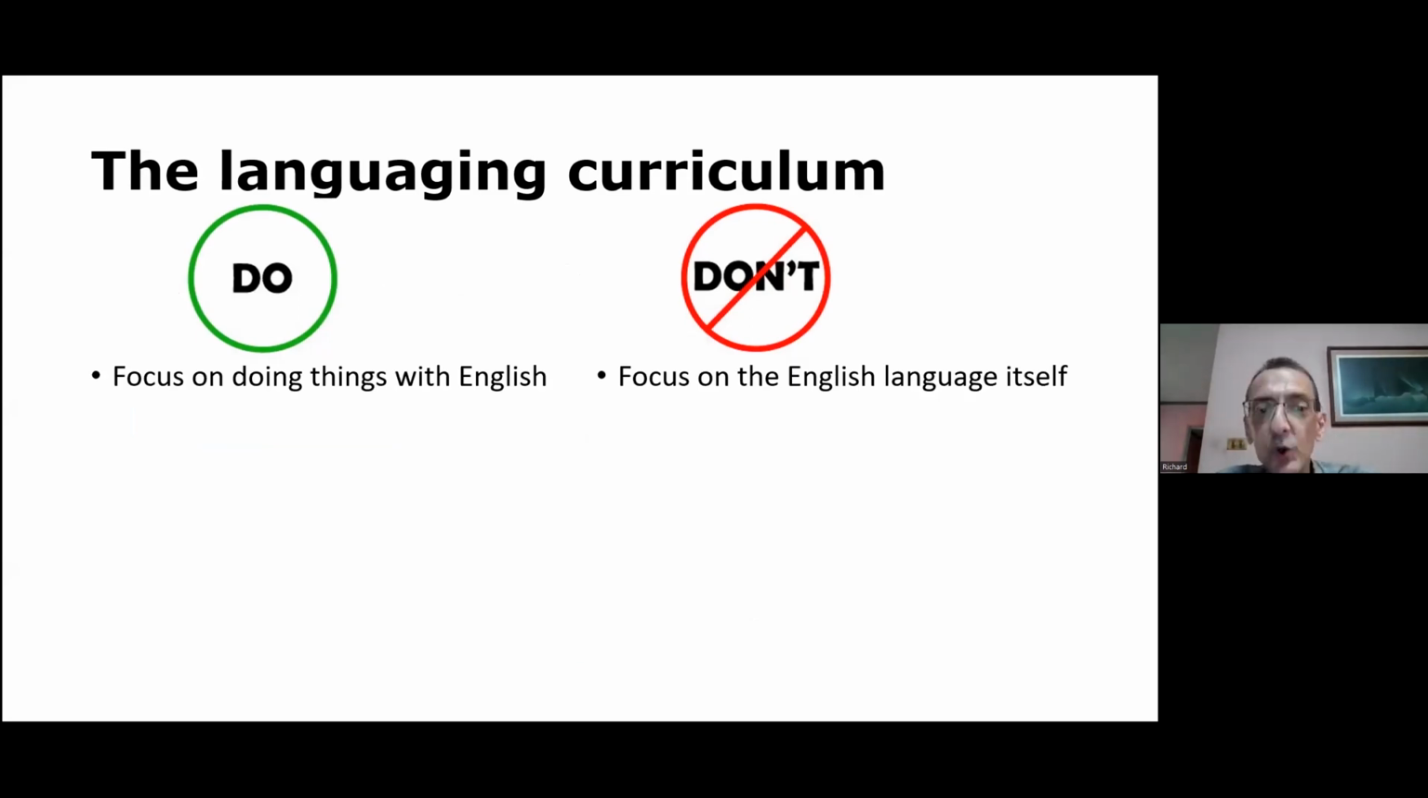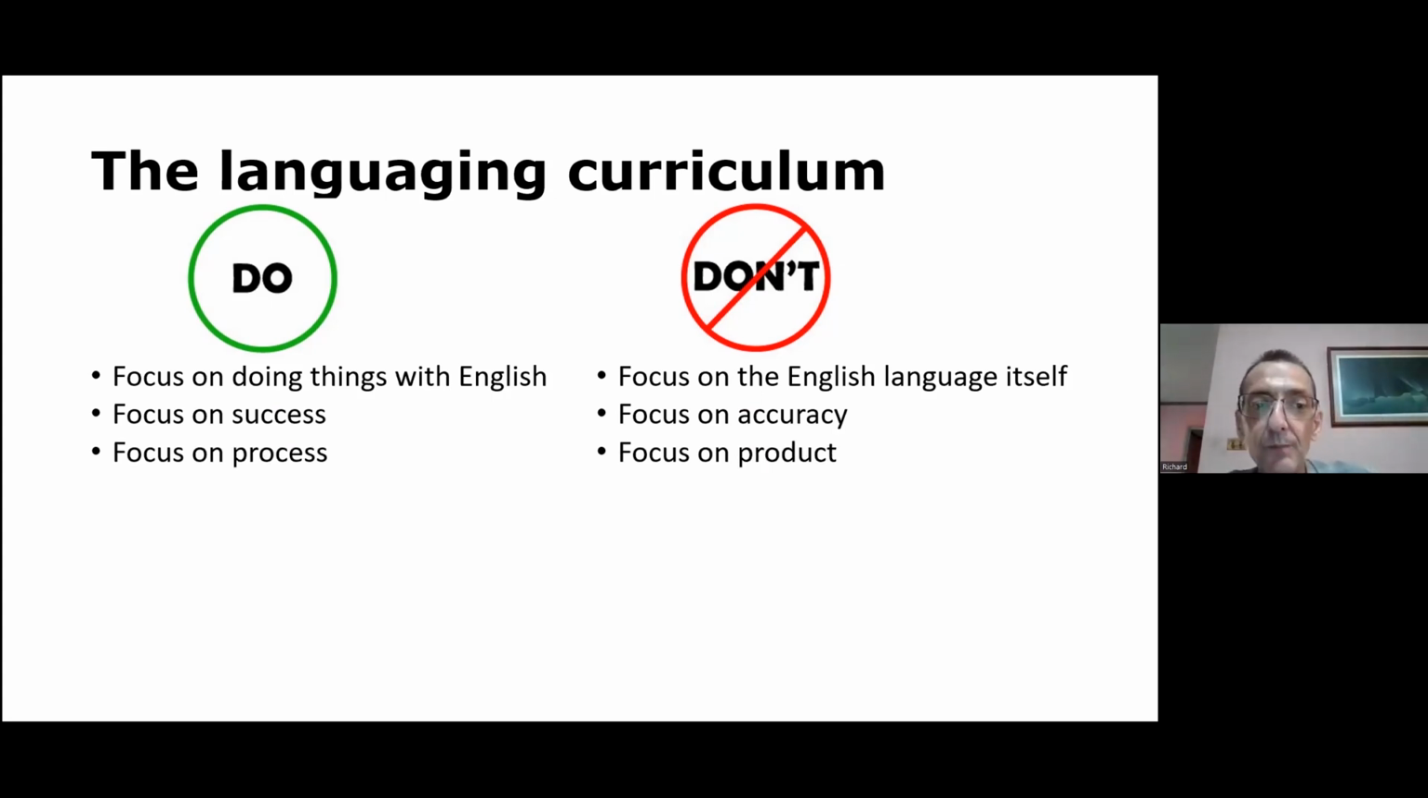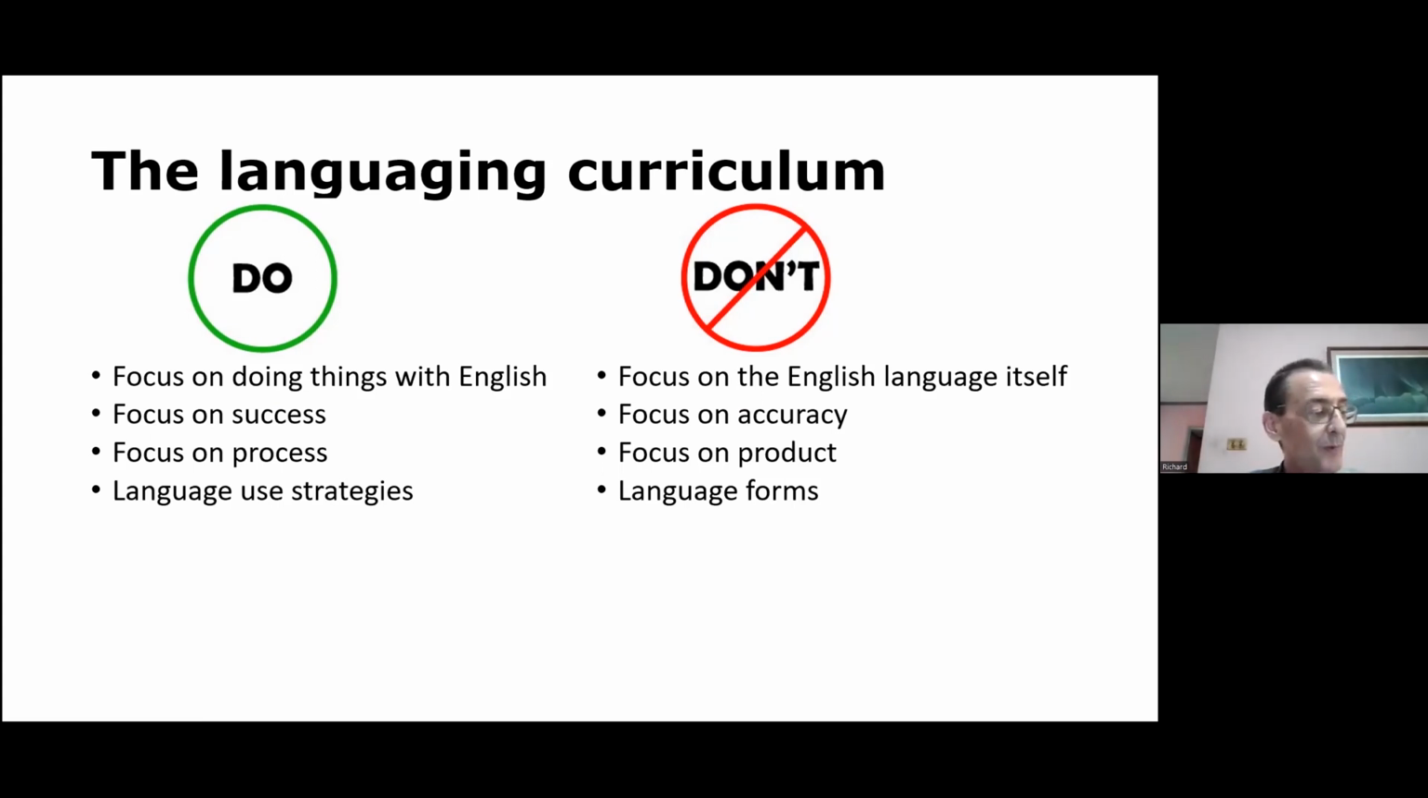We're focusing on doing things with English. We're not focusing on the English language. There are no predetermined language objectives. Everything is about doing things, which means that we're focusing on being successful, not focusing on accuracy. And because it's doing things, we're focusing on a process. We don't look at English language as the product. It's the whole process of how you do things successfully is the full focus. And key to this are the language use strategies. We pay almost no attention to language forms.